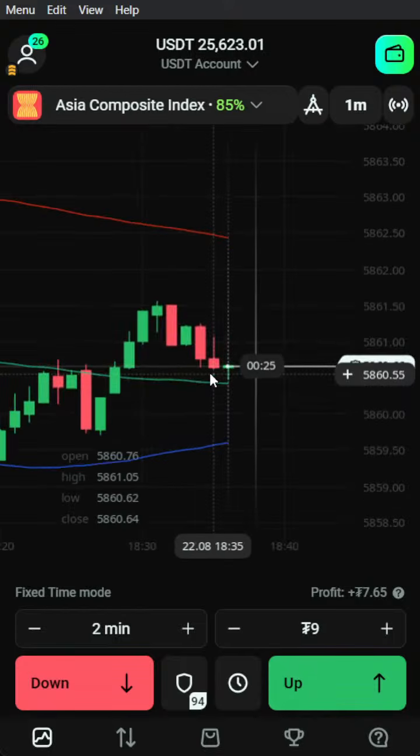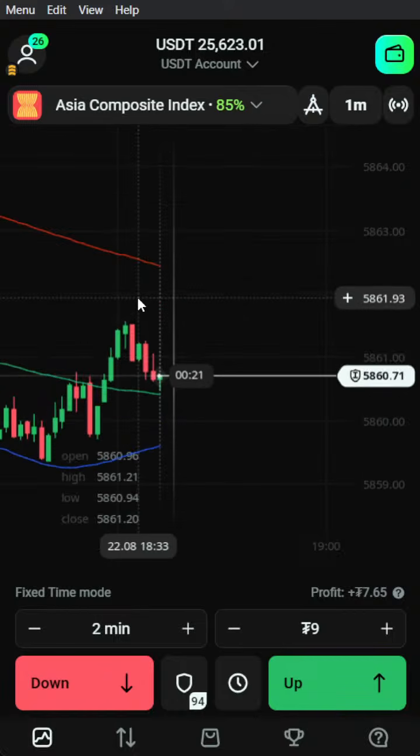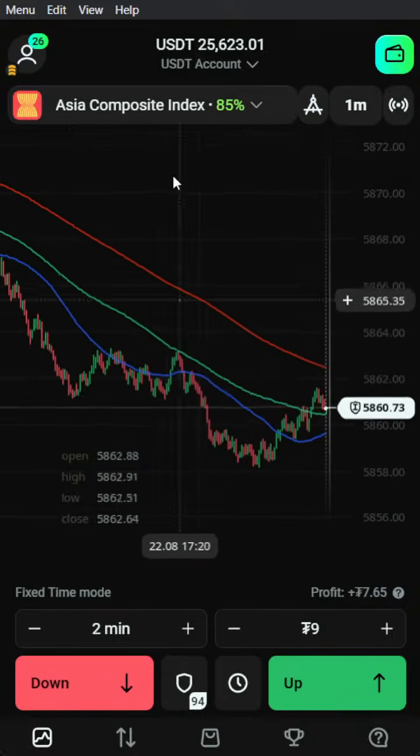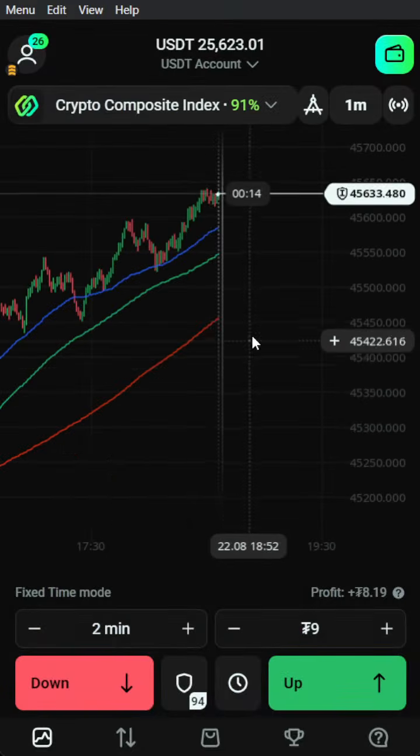Now, when is a proper signal? Remember, 3 SMAs are there. SMA 200 is considered the strongest SMA. And as they said, no problem. I'm going to explain it to you.